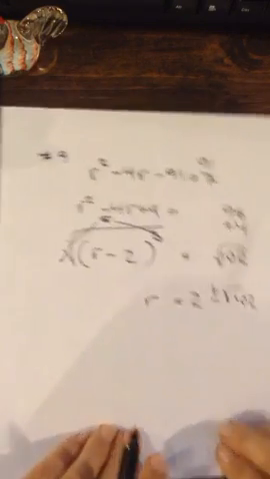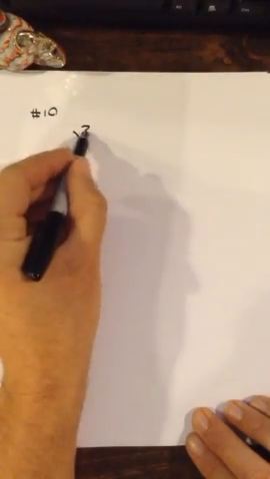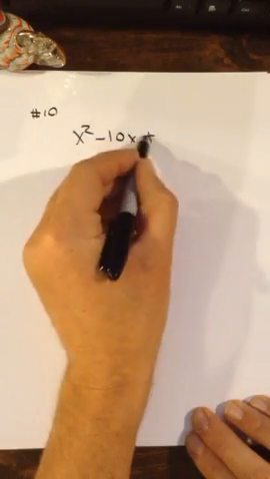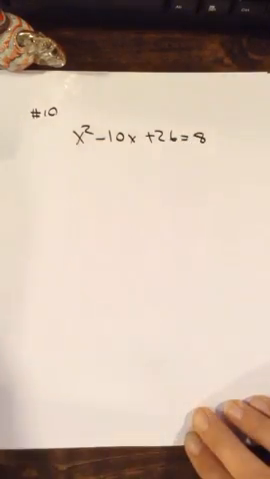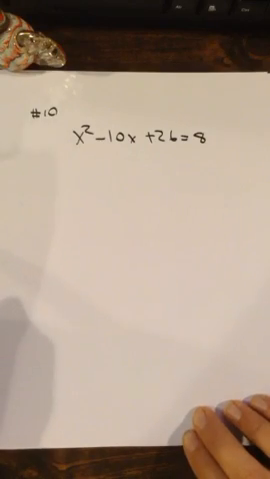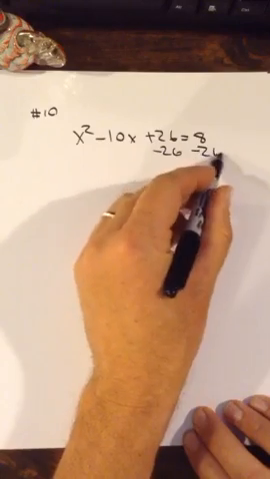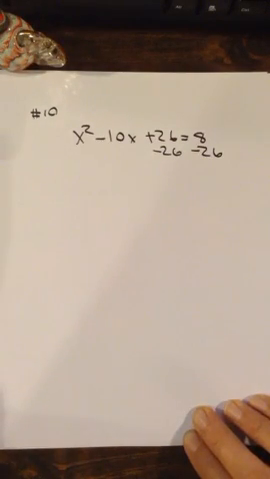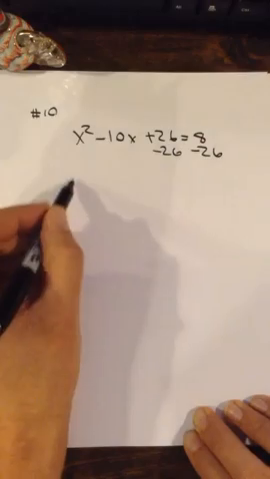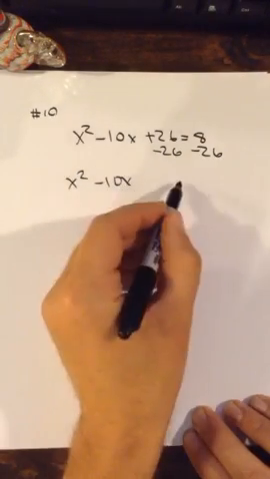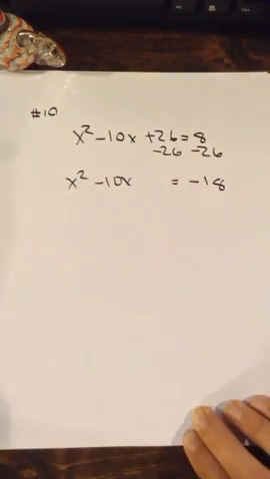Okay? Might as well do a couple more. I know you're having fun. Okay, here we go. Let's try number 10. Number 10 on the worksheet looks like this. X squared minus 10x plus 26 equals 8. And let's go. I'm going to minus 26. What does that give me? 8 take away 26, what's that? Negative 18. So now I have x squared minus 10x equals negative 18.